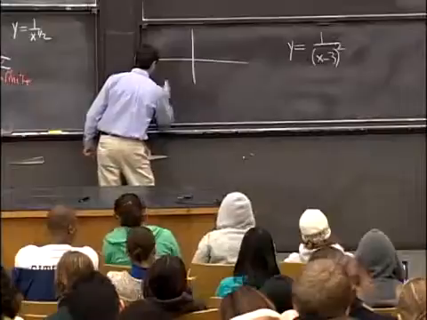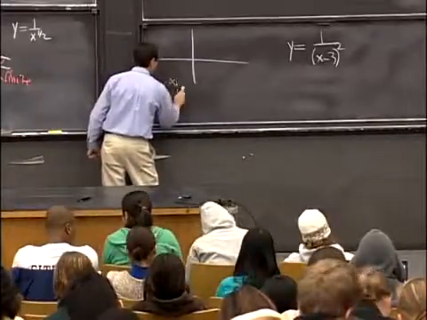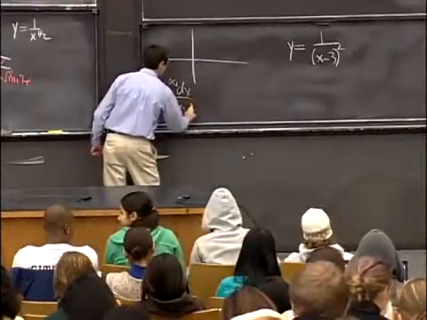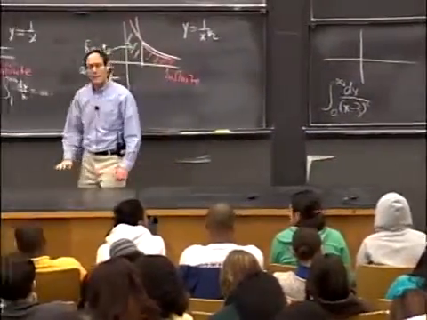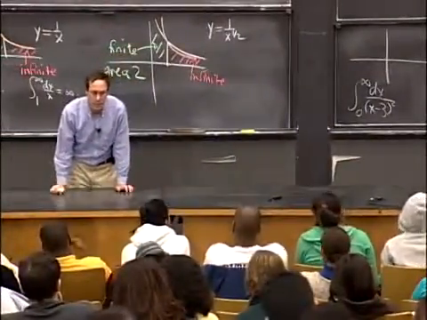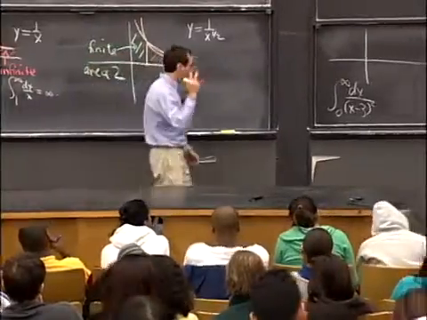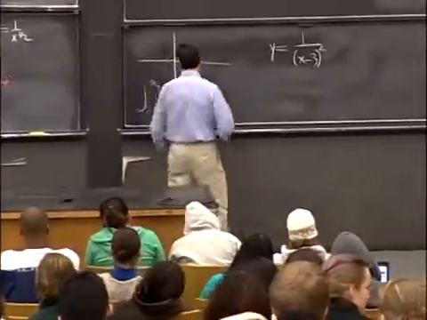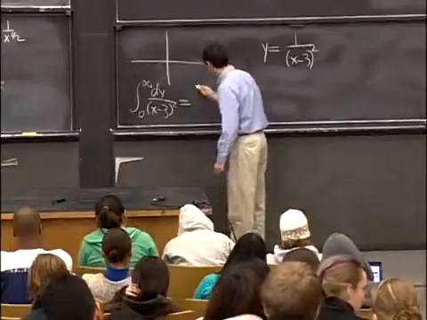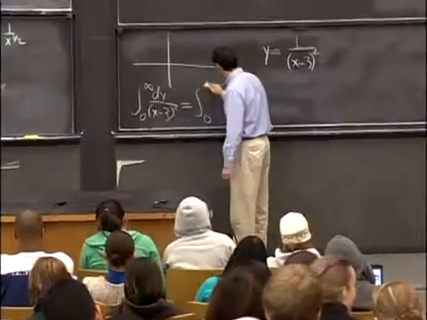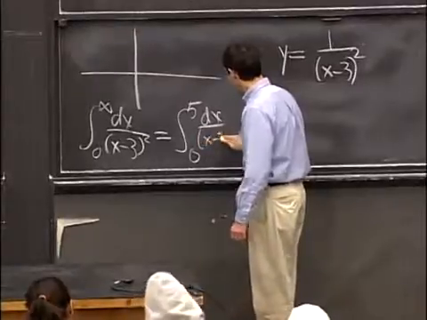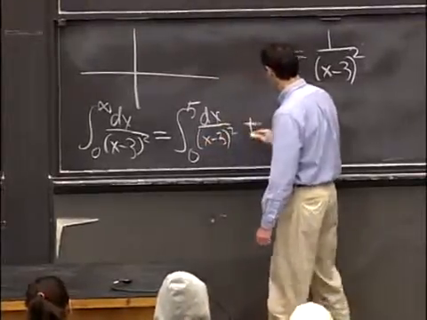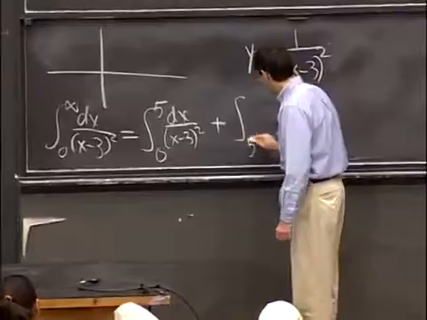So let's think about the integral from 0 to infinity dx over (x minus 3) squared. And suppose you were faced with this integral. In order to understand what it's doing, you have to pay attention to two places where it can go wrong. We're going to split it into two pieces. I'm going to say, break it up into this one here, up to 5, for the sake of argument, and say from 5 to infinity.